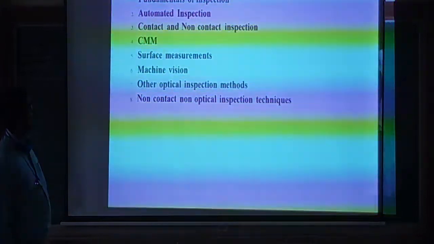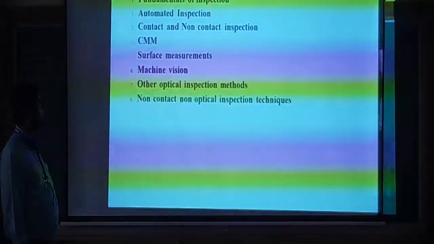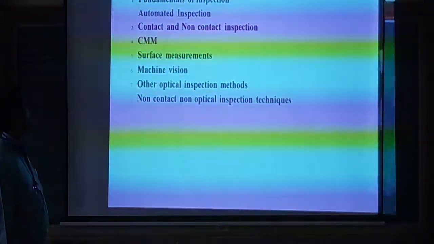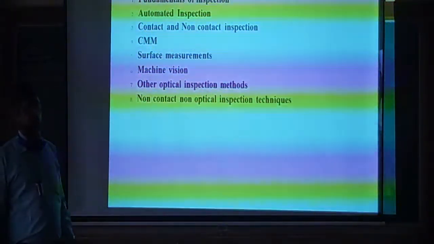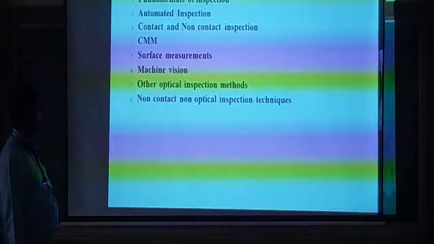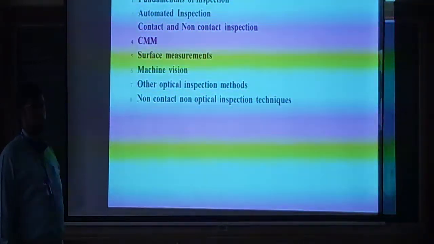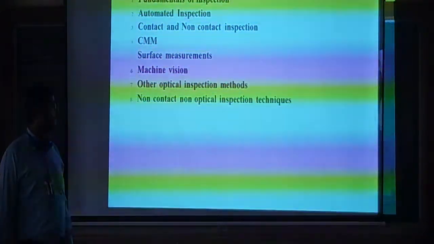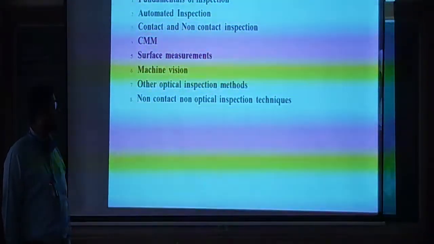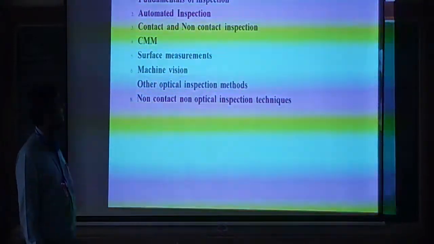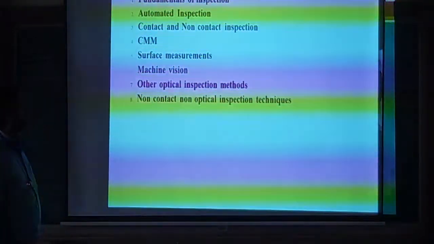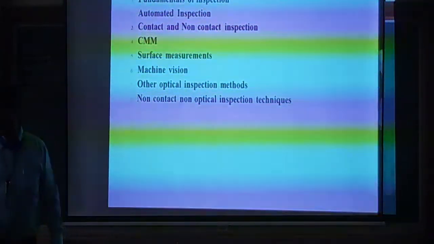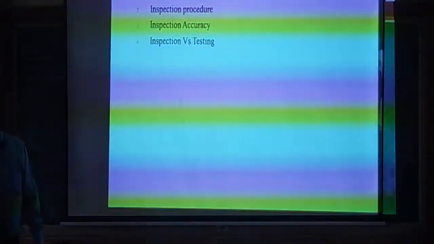Second one is automated inspection, the third one is contact and non-contact type of inspection, and the fourth one is the coordinate measuring machine. Fifth one is surface measurements, and sixth one is machine vision. Seventh one is other optical inspection methods, and the eighth one is non-contact, non-optical inspection techniques. So these are the eight subsections you are going to learn in this inspection technology.